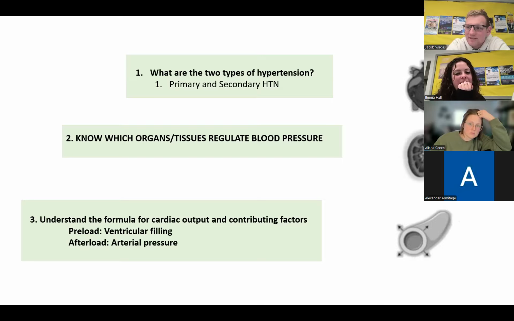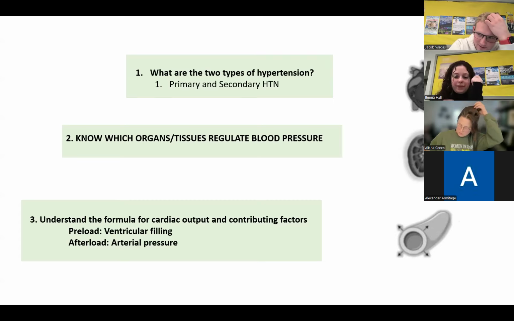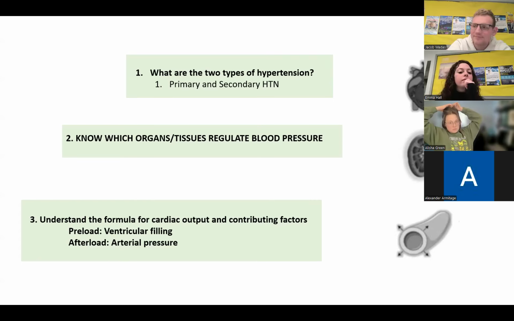Yeah, very good. Heart rate times stroke volume, very good. And then for question number two, it was kidneys, hearts, and blood vessels. Very good. So just know which ones affect each factor.